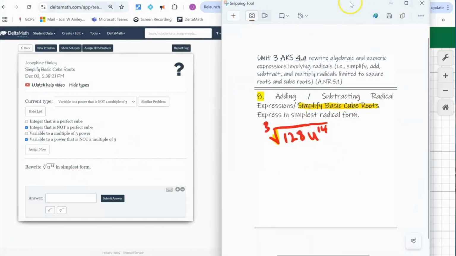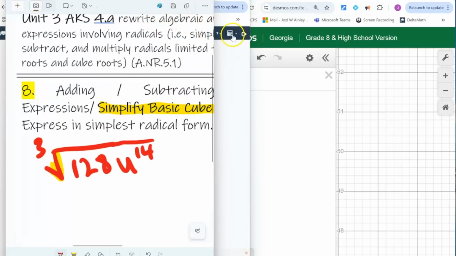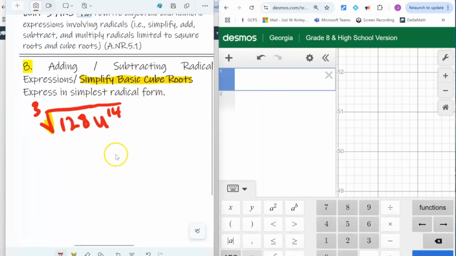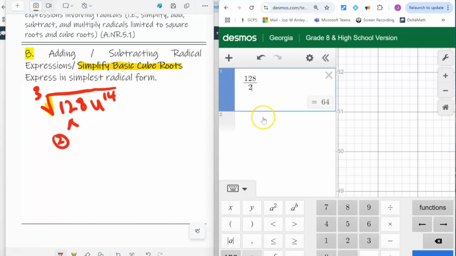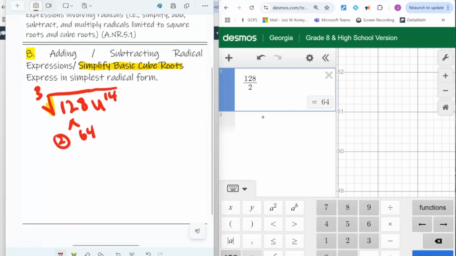All right, so again, we're going to start off with, on our Desmos calculator, we need to break up or find the prime factorization of 128. Remember, you're checking 2, 3, just the prime numbers, 2, 3, 5, 7, etc. But again, if you don't remember that, that's okay. You can just check whatever you want to check in the calculator. It doesn't matter. So 2 times 64 is 128.